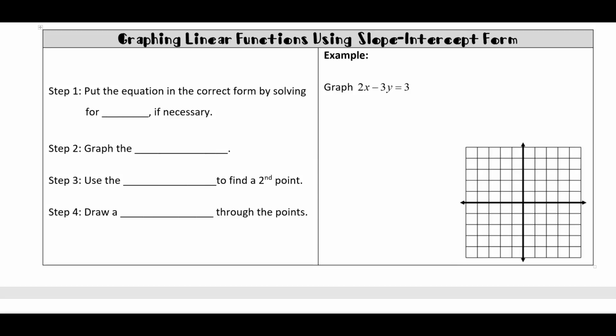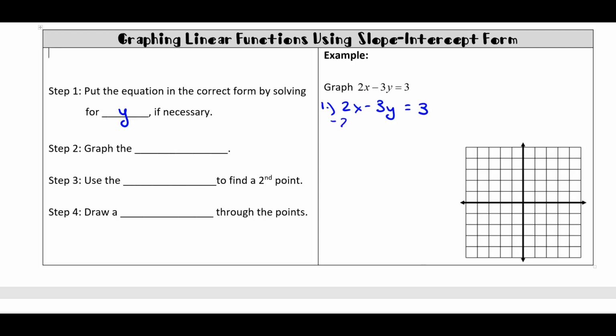Now that we've covered the basics in the previous video, we're going to actually look at graphing using slope-intercept form. So step 1 is to put the equation in the correct form by solving for y. And this is only if it's necessary. Looking at our example over here to the right, 2x minus 3y equals 3. This is not in slope-intercept form. Therefore, it is necessary to get it into that form. So that's going to be our first step. We're going to take 2x minus 3y equals 3, and we're going to solve it for y.